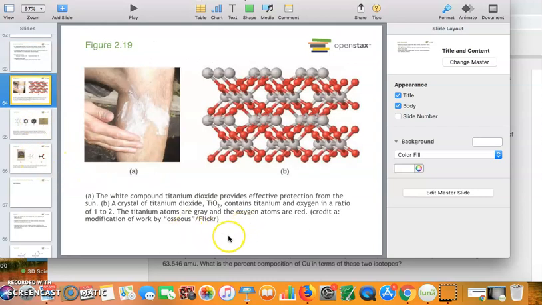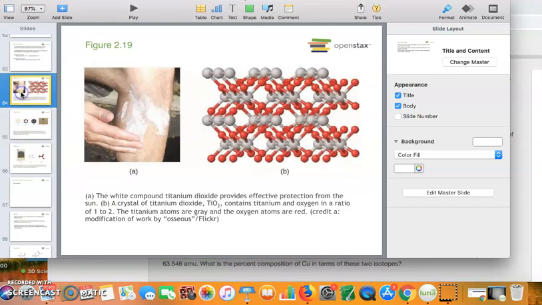Here we have titanium dioxide, and it's found in sunscreen. Here we have some pictures of titanium and oxygen in a certain ratio. For every 1 atom of titanium, you have 2 atoms of oxygen, TiO2. So TiO2, titanium dioxide, is the molecular formula. In this case, titanium dioxide is also the empirical formula because there's no number I can divide by that would reduce the subscripts down, right? TiO2.